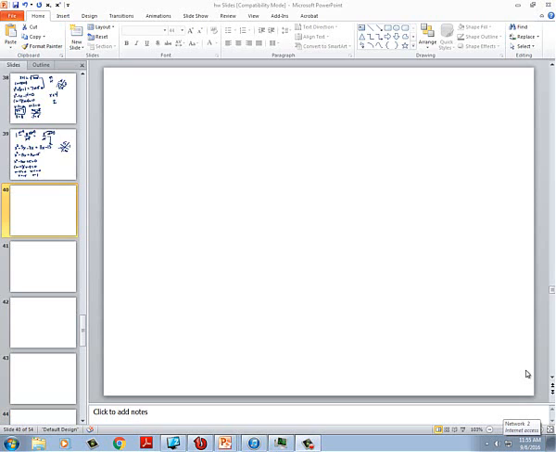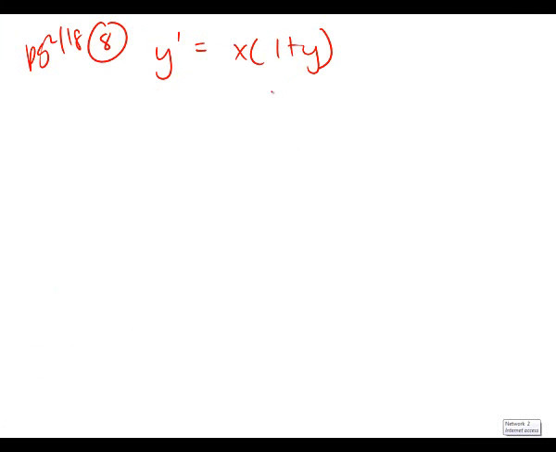Okay, let's take a look at this one. We're doing page 418, number 8. Number 8 says that we've got to solve the differential. It's got y prime equals x times 1 plus y. So I've got to get the x's on one side and the y's on the other. So I'm going to change that to dy dx.